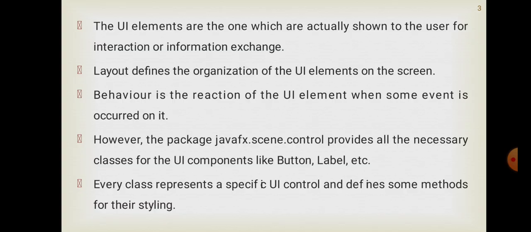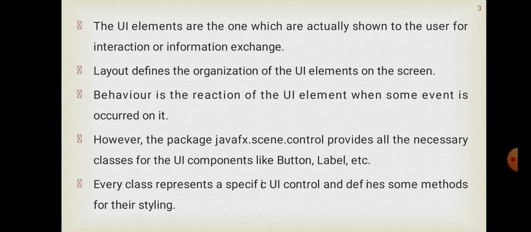So what is a UI element? A UI element is the one which is actually shown to the user for interaction or information exchange. The layout defines the organization of that UI element on the screen. So where we have to arrange it, all these things are defined by the layouts. The behavior is the reaction of the UI element when some event occurs. For example, when we click on a button, it should do something. So that is the behavior or the reaction of that particular UI component.